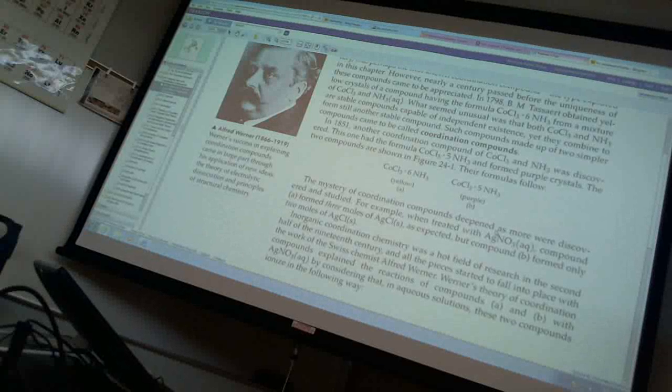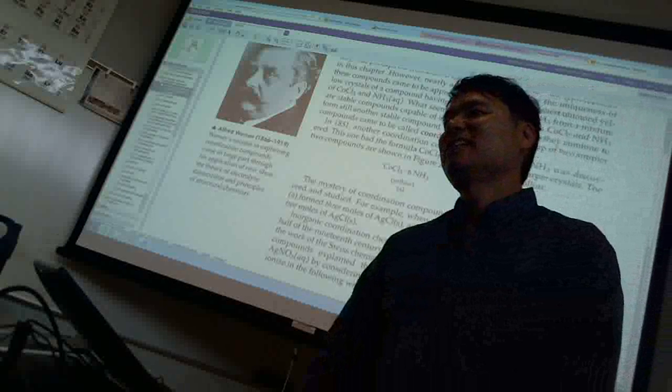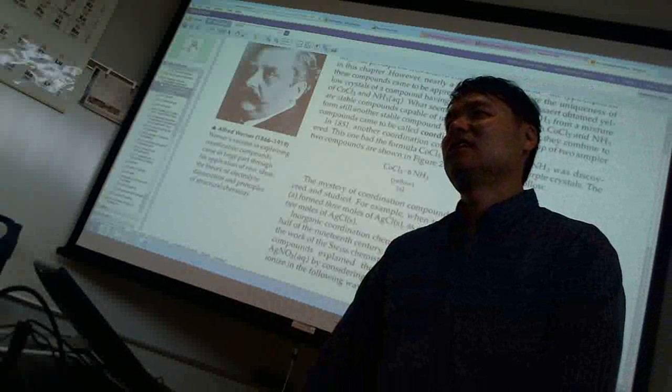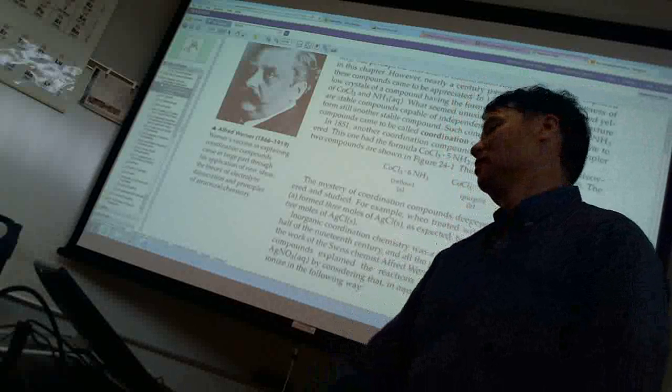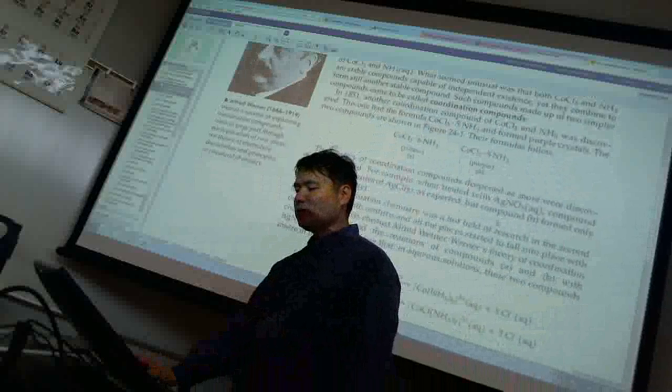All right, now, how about this? Do you know how many moles of chloride precipitated out? None. 0. And so I was trying to figure out what was going on, and so Werner came up with an explanation.